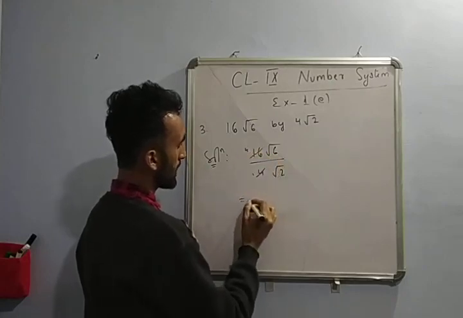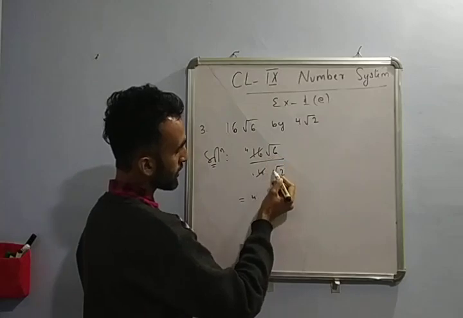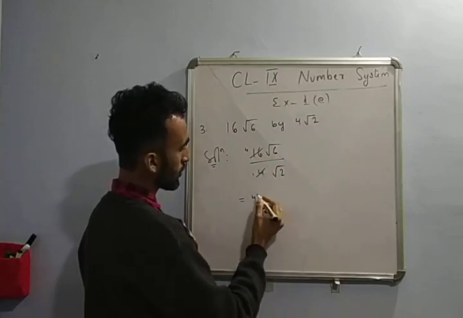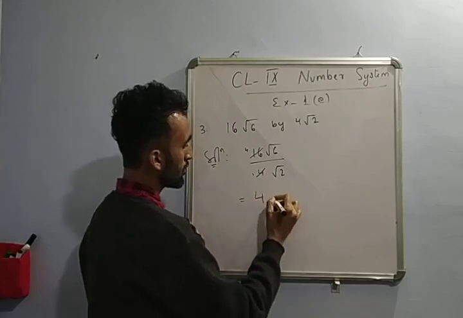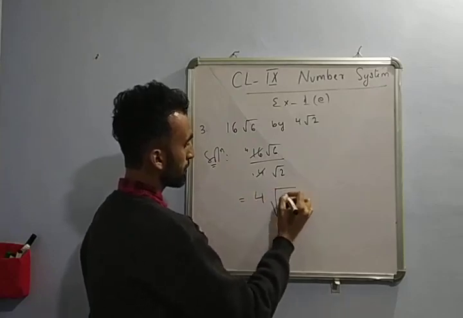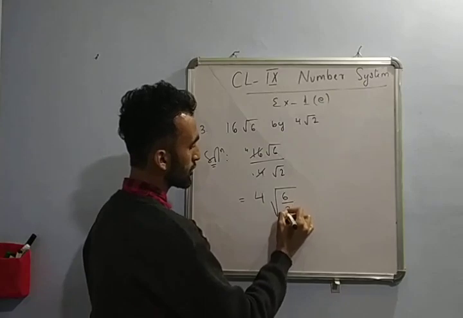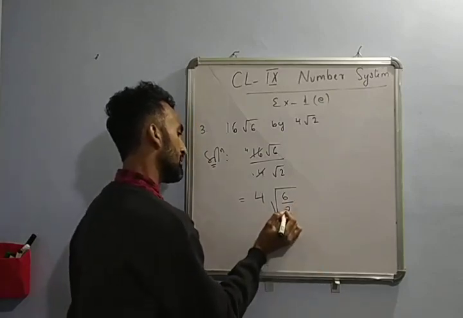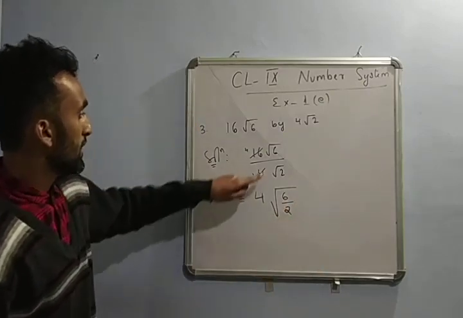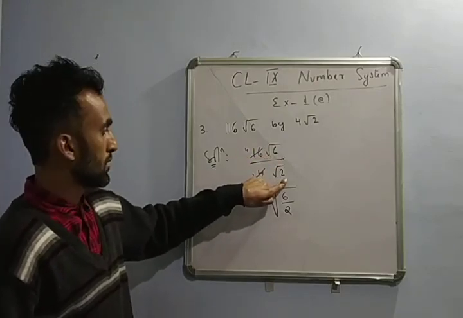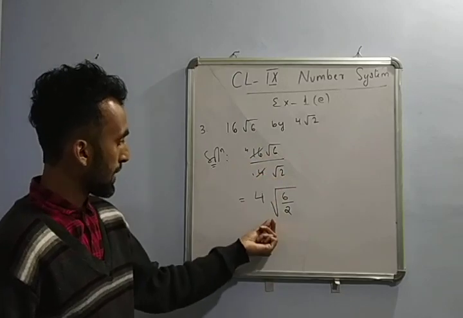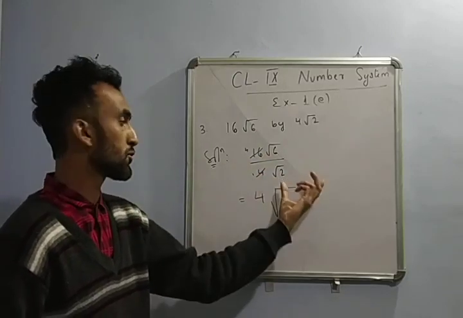Okay. Now what will I write? 4. Now this is a square root and this is a square root. So what will I do? 4 square root of 6 by 2. See, I am making one square root only because the numerator is also square root of 6, the denominator is also square root of 2. So both are square roots. I will write it inside one square root, under one square root only.